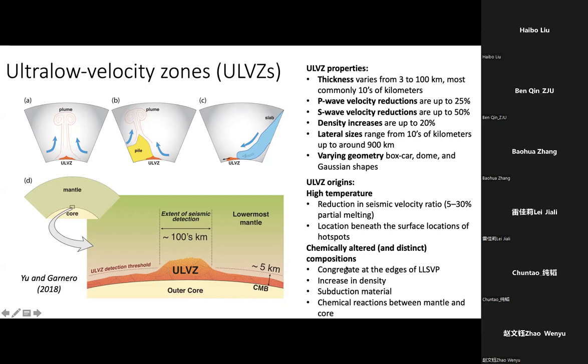chemically distinct compositions. And this study suggests they found the ULVZ near the edges of the LLSVP, large low shear velocity province. And also they found there actually is a density increase inside ULVZ. So some of the candidate mechanisms that can explain this kind of chemically altered condition include subduction material, like a subducting slab, and also chemical reactions between the mantle and the core, which can potentially produce some of the compositional anomaly.